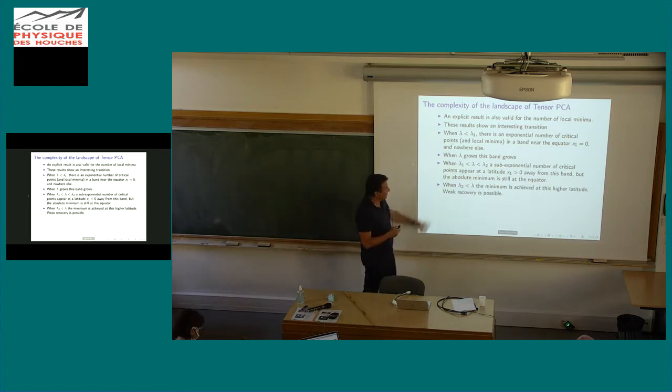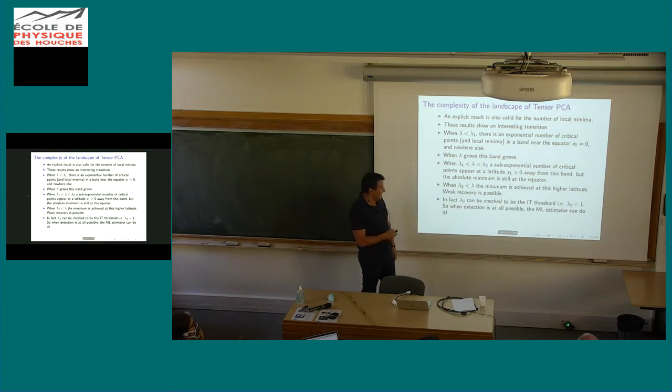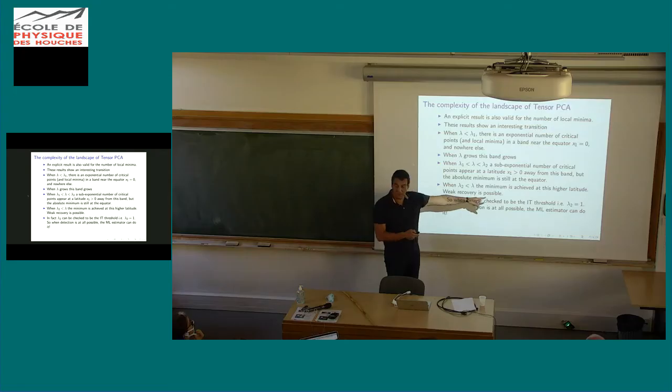Now, when you go above this second threshold, then you have the minimum which is achieved up there. The maximum likelihood estimator is up there. And so it's correlated. It's weak recovery. So what you can check is that the second threshold is the IT threshold, lambda 2 equal 1. So when you can detect, MLE does it. So this means that this thing is a complete fluke. Right? This thing is below the IT threshold. Right? It looks like there is information here.